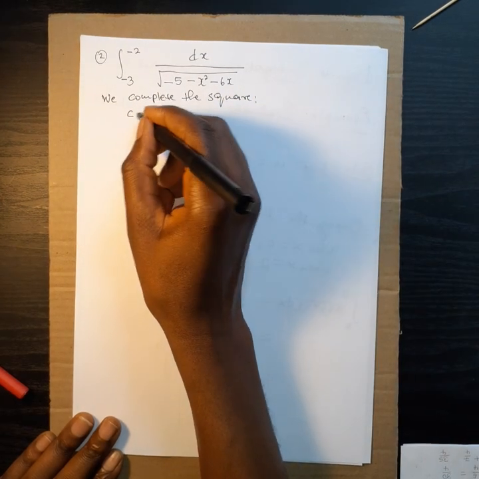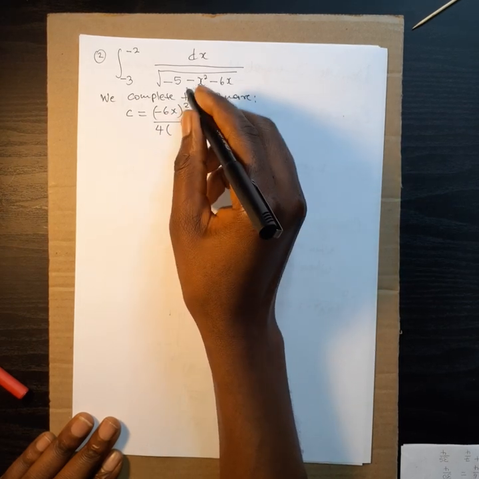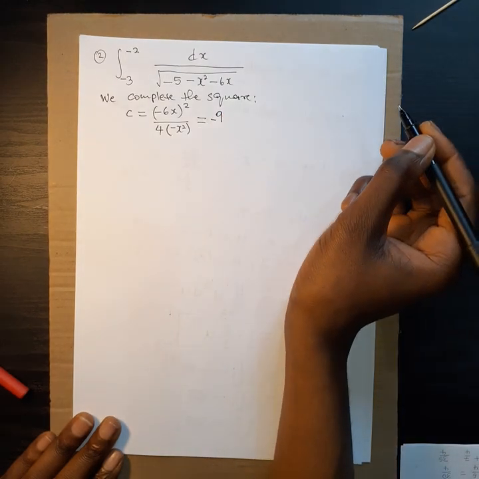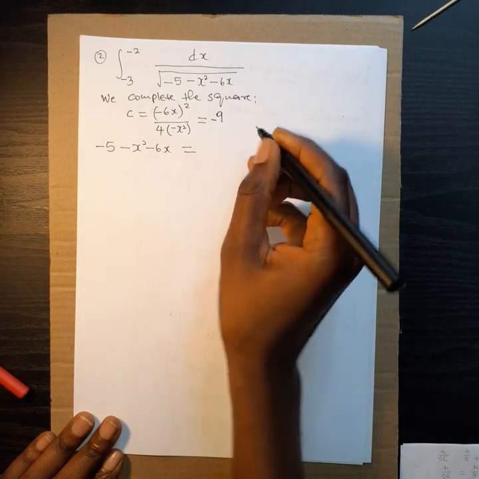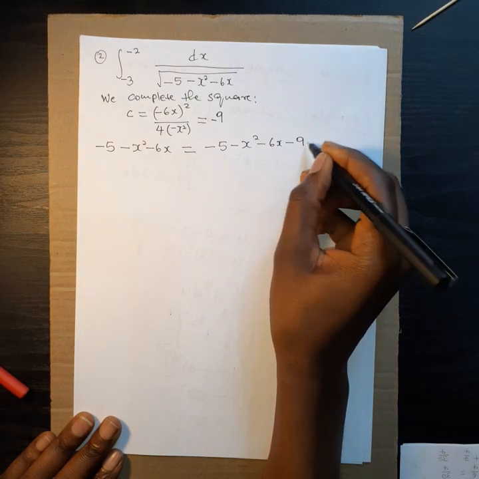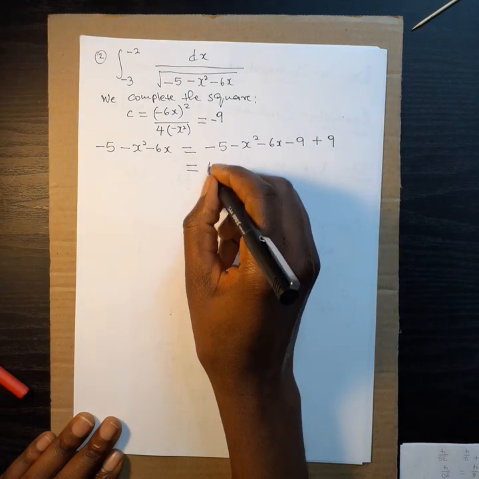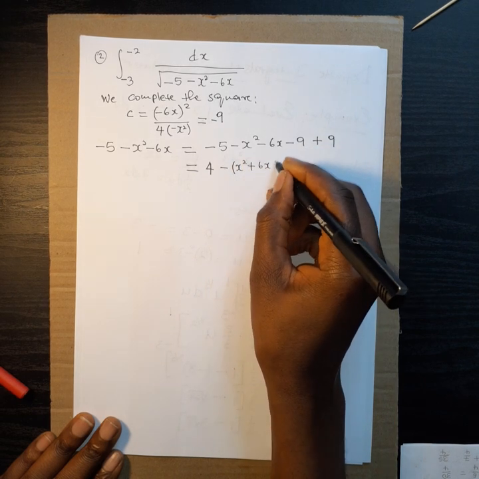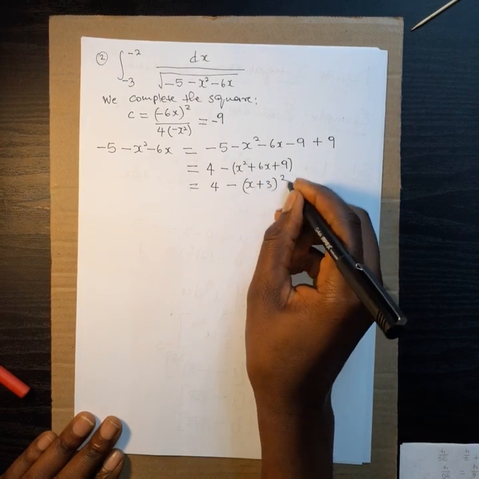And the method we discussed is we look for a certain number c given by middle term squared, which is minus 6x. You square that, you divide by 4 times the first term, which is minus x squared. Then if you do that, 6 times 6, you divide by 4 times minus 1, it will be minus 9, like that. So it tells us that minus 5 minus x squared minus 6x is equal to minus 5 minus x squared minus 6x minus 9 plus 9, like that, which tells us that this and that will be a 4, and then we have a minus, and this side it will be x squared plus 6x plus 9, like that, which is a 4 minus x plus 3 all squared.